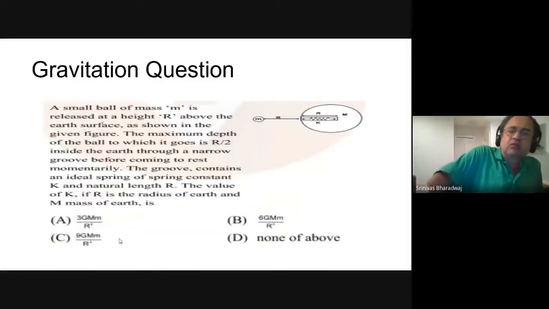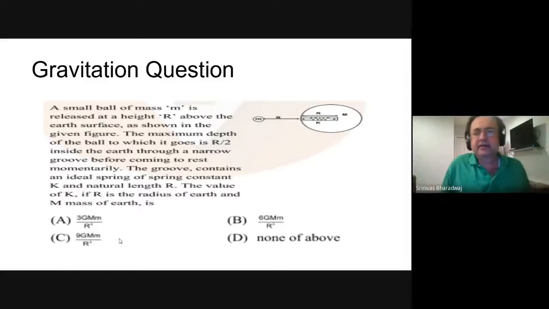Okay, a small ball of mass m is released at a height R above the Earth's surface. R is the radius, right? The maximum depth to which the ball goes is R by 2 inside the Earth through a narrow groove before coming to rest momentarily. Okay, the groove contains an ideal spring of spring constant k and natural length R. Find the value of k if R is the radius of the Earth.